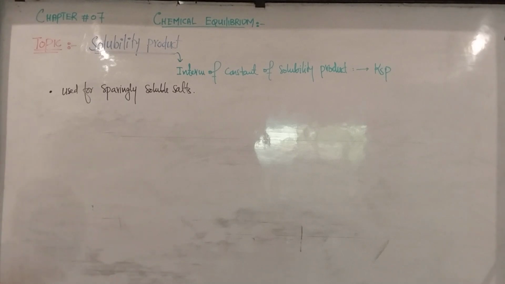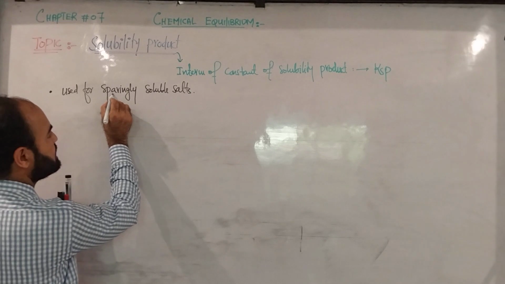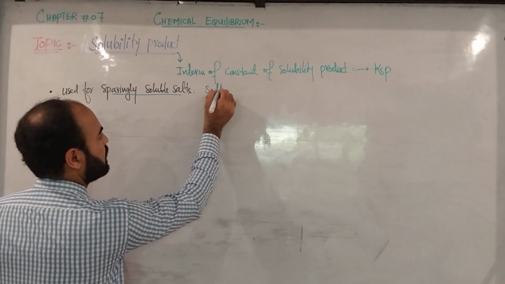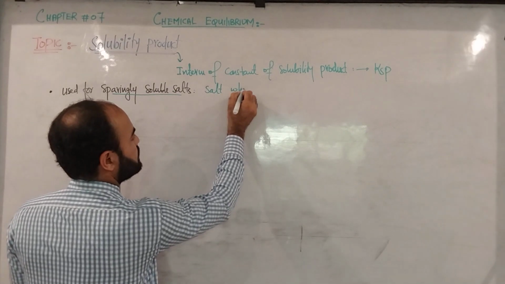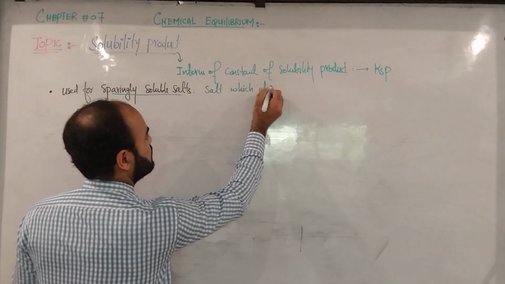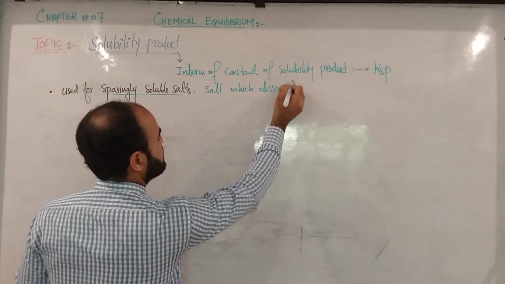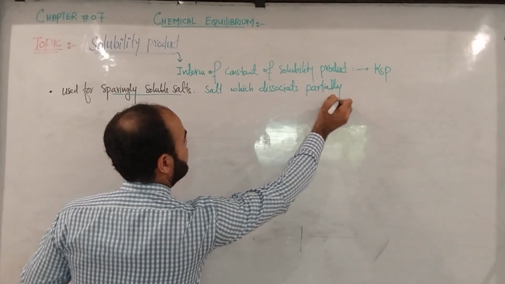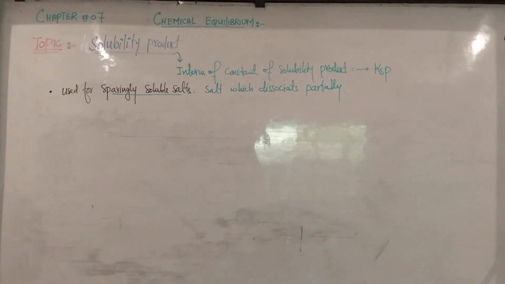Okay dear students, so what is a sparingly soluble salt? A sparingly soluble salt is the salt which dissociates partially, not 100%. And that salt is known as a sparingly soluble salt.